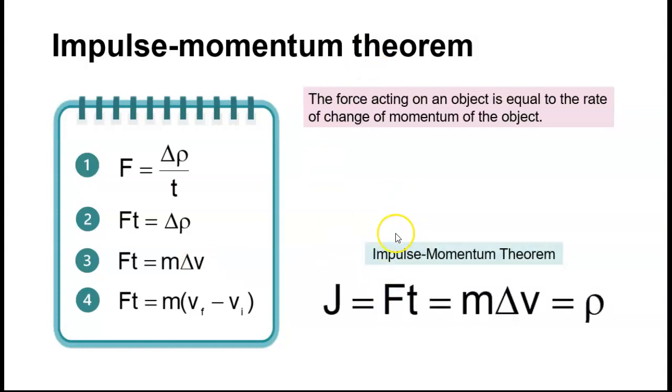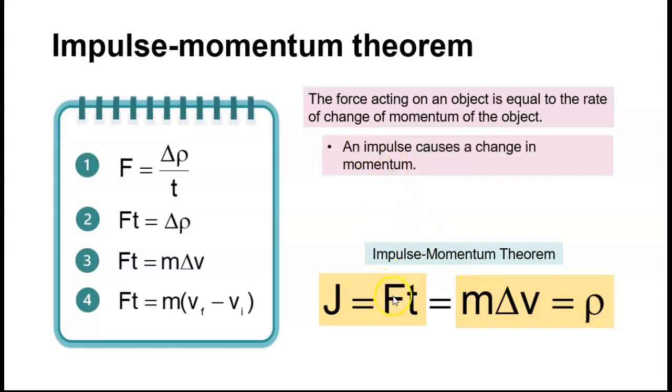But the impulse momentum theorem really ties together two concepts that are obviously related. It ties together impulse and momentum. So Ft is impulse, but we're going to give a variable for impulse, and the variable we're going to use is J. And we already know that momentum, rho, is m times delta v. So we have two concepts that are equal to each other.